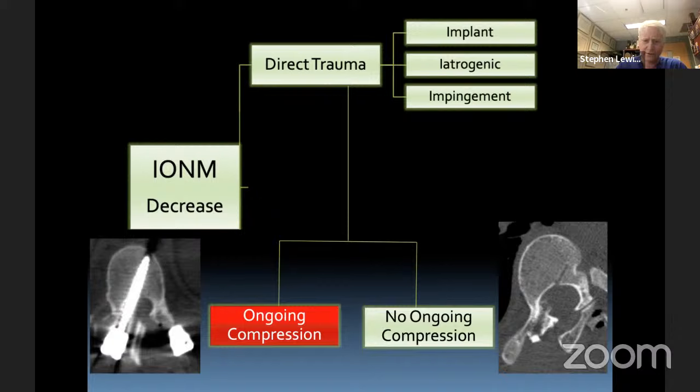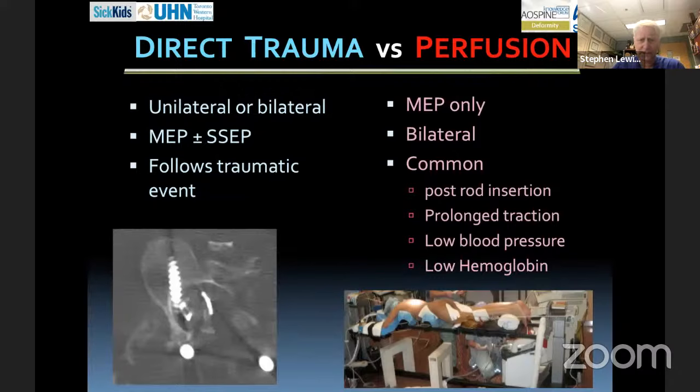And so you have to really rule out whether there is any ongoing compression that needs to be addressed with these techniques. If you break it down into perfusion versus traumatic, I find the traumatic can be unilateral or bilateral. It'll be MEP, usually with SSEPs. It'll follow some sort of traumatic event that happened.